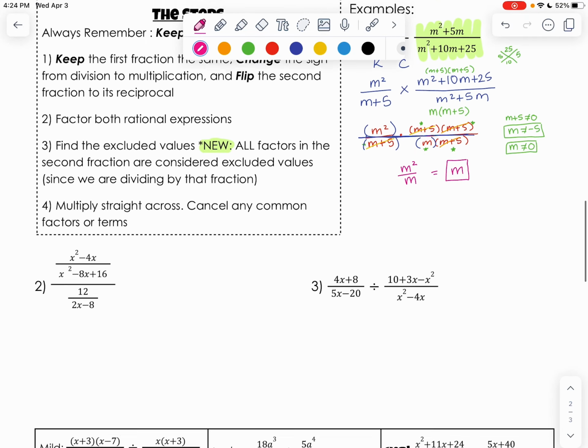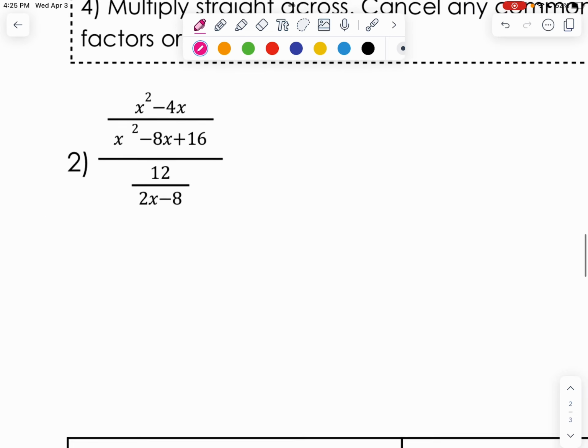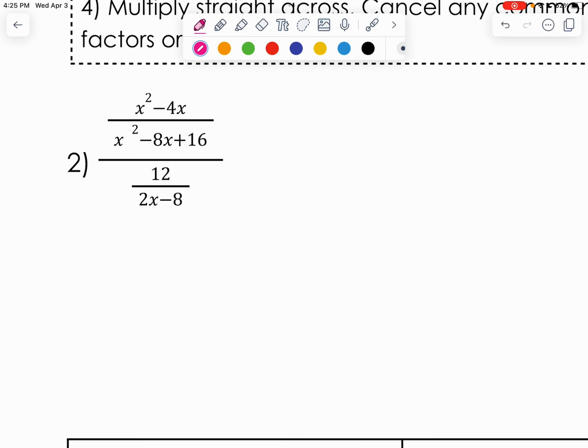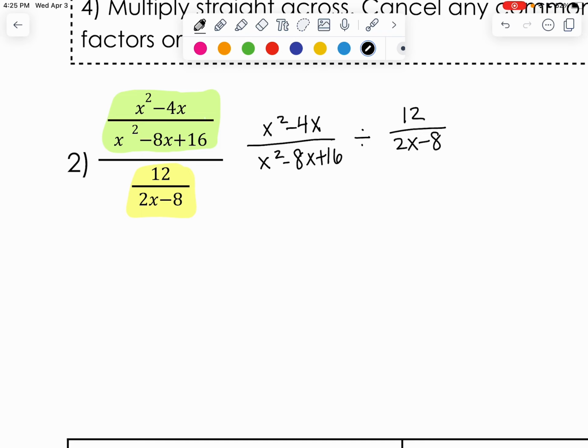All right, let's try another one here. Number 2. Whoa, that looks a little bit crazy, but don't be too overwhelmed. We have our first fraction here divided by our second fraction. It's still just division. Even though it looks different, it's the same thing that we just did. If it helps you, of course, you can rewrite this. So it's x squared minus 4x over x squared minus 8x plus 16, then divided by 12 over 2x minus 8.